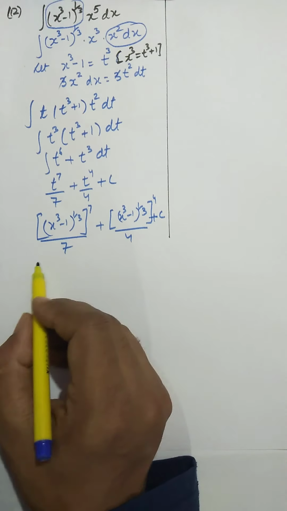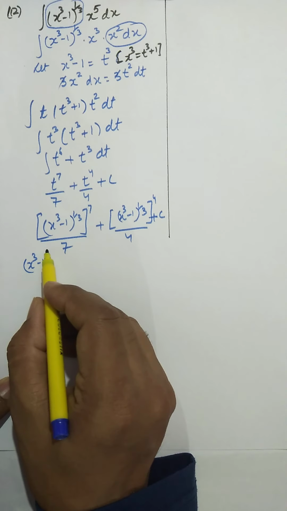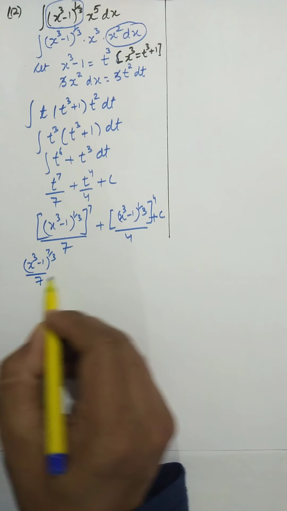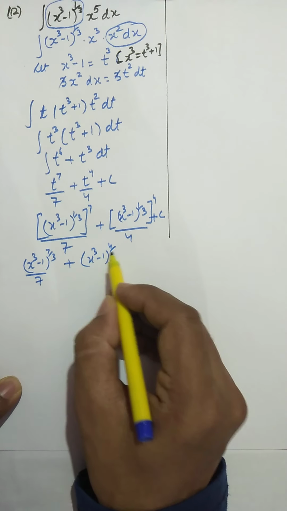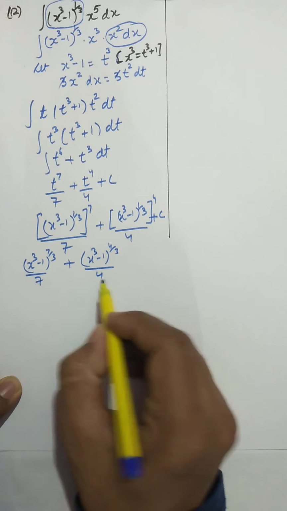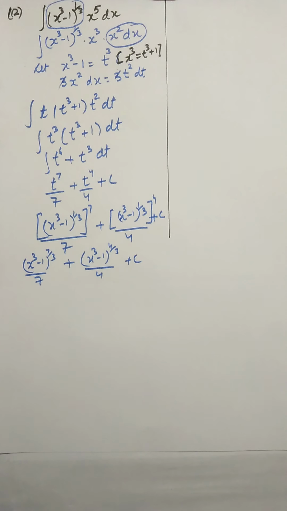So now finally you can write this (x³ − 1)^(7/3) upon 7 plus this is (x³ − 1)^(4/3) upon 4 + c. So you may leave the answer here, there is no need to simplify it further.